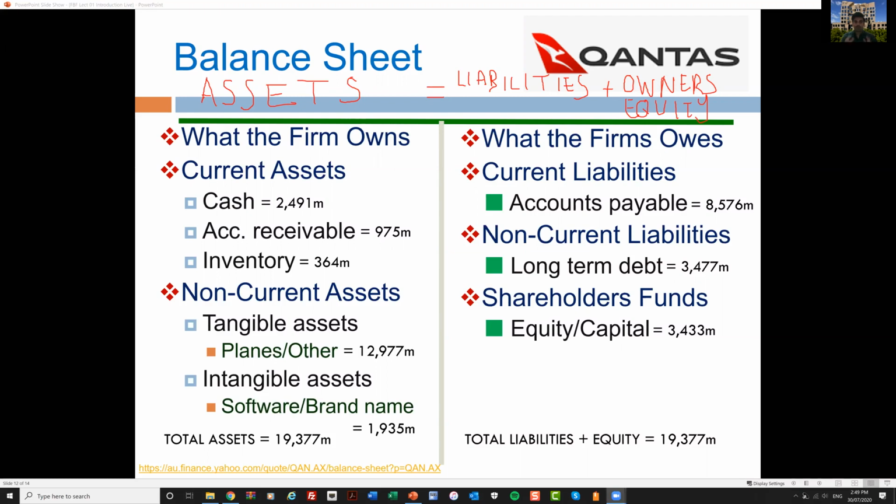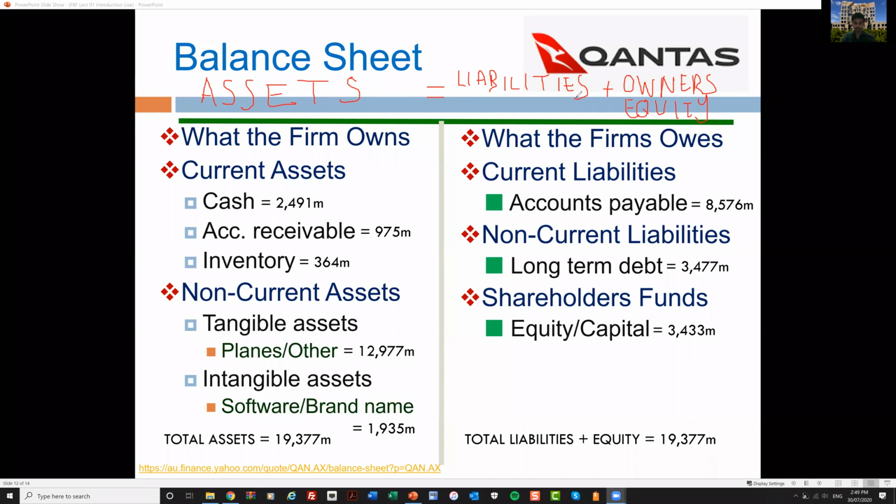So the very basic relationship is assets. On the left-hand side, that's everything the firm owns. And on the right-hand side is its liabilities and owner's equity. They're the two main funding sources for Qantas or any company. So the balance sheet has to balance. Everything in terms of its assets has to equal the amount of liabilities and owner's equity that it has.